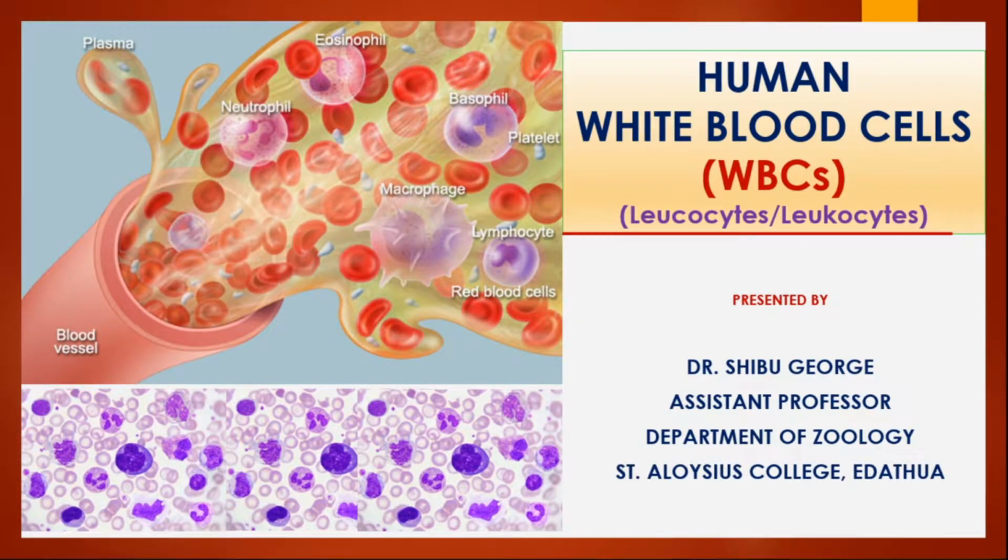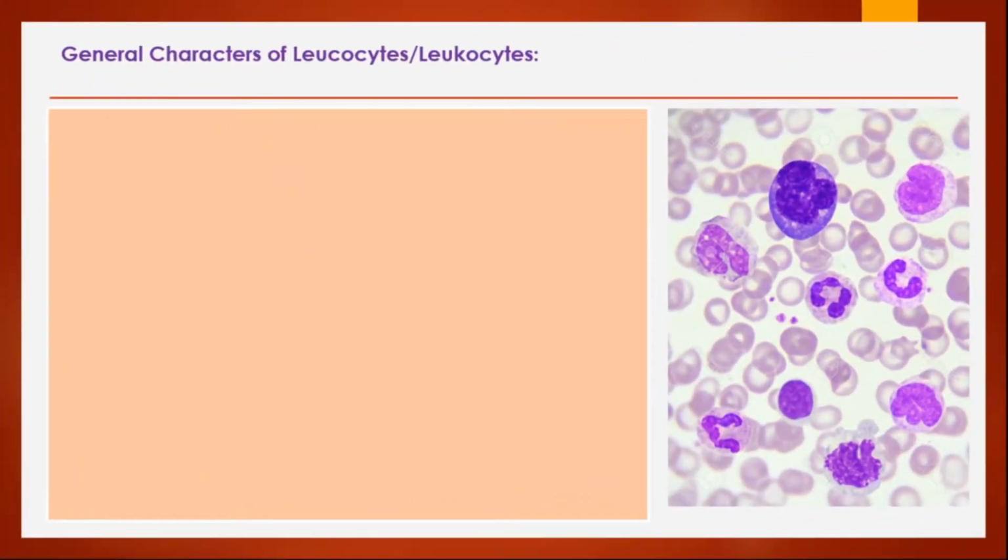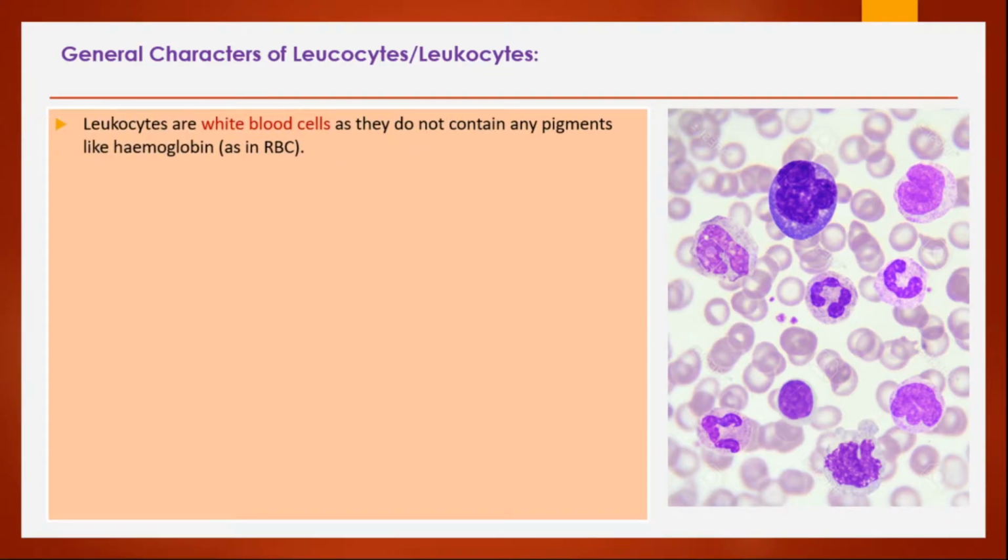In this class, we will discuss human white blood cells or leukocytes. Let us discuss some general features of leukocytes. The term leuco refers to white and cyte means cell. So leukocytes are white blood cells that do not contain any pigment like hemoglobin. In RBC, hemoglobin is present and this hemoglobin is responsible for the characteristic red color of RBC.